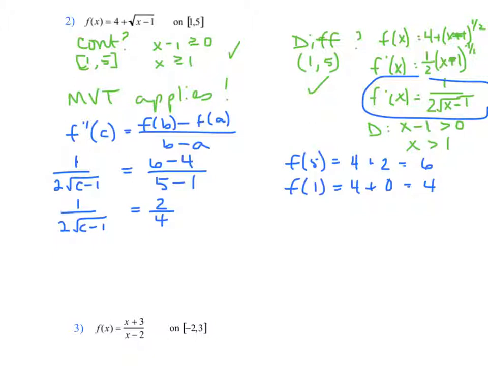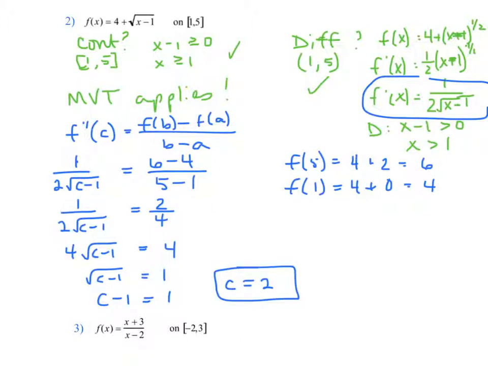Okay, I can go ahead and cross multiply here. So I would get 4 square root of c minus 1 is equal to 4. Divide both sides by 4, you get square root of c minus 1 is equal to 1. I'm going to go ahead and square both sides. So c minus 1 is equal to 1. Add the 1 over, c is equal to 2. Does 2 fit in between 1 and 5? It sure does. And so c equals 2 is the value guaranteed by the mean value theorem.